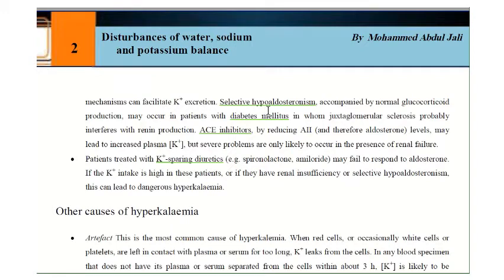Selective hypoaldosteronism accompanied by normal glucocorticoid production may occur in patients with diabetes mellitus, in whom juxtaglomerular sclerosis probably interferes with renin production. While ACE inhibitors, by reducing angiotensin II and therefore aldosterone levels, may lead to increased plasma potassium concentration, severe problems are only likely to occur in the presence of renal failure.